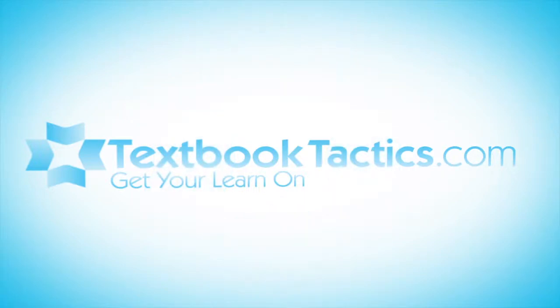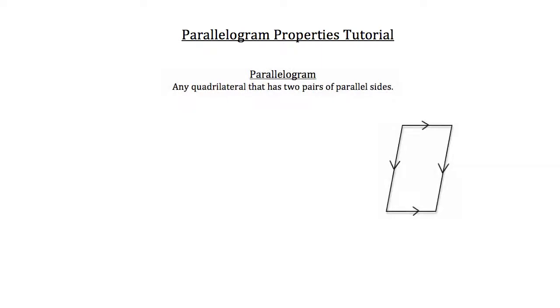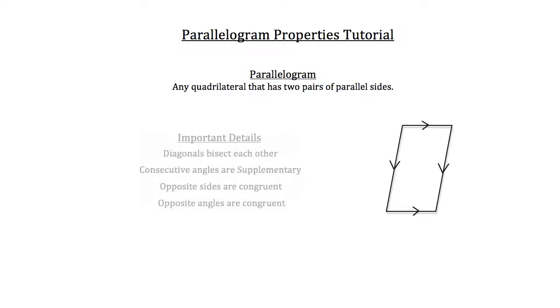This is the Parallelogram Properties tutorial. Parallelograms are any quadrilateral that has two pairs of parallel sides. You can see that indicated with the black parallel arrows here and here. So the top and bottom are parallel to each other, and the left and right sides are parallel to each other. Now there are some important properties of parallelograms that you need to know about.